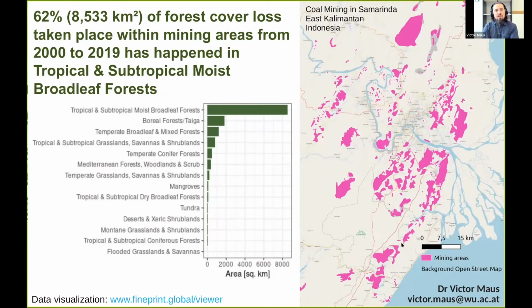Further than that, when we look into, for example, deforestation or forest cover loss, we see that also the tropical forests are the most impacted ones. We see that 62% of the forest cover loss taking place within the mining areas that we have mapped has happened inside of the tropical and subtropical moist boreal forests biome.